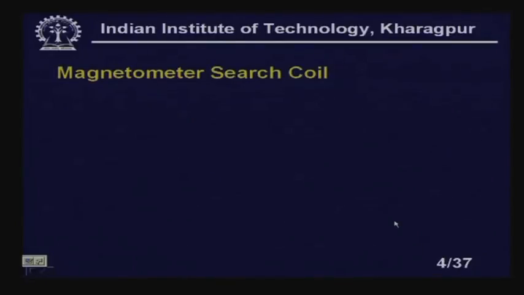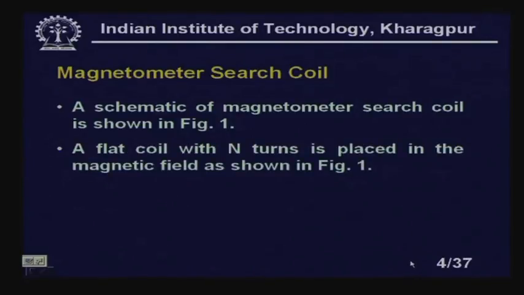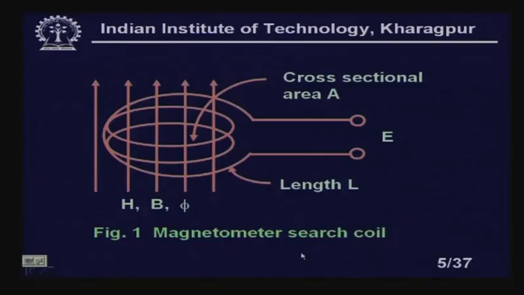Now, the basic principle of the magnetometer search coil is something like this. A schematic of the magnetometer search coil is shown in figure 1. A flat coil, okay, let us go back and see this one, then we will come back again here. You see, this is a coil which is placed under a magnetic field, and its cross-section area is A, length is L, and I am getting output voltage E here.